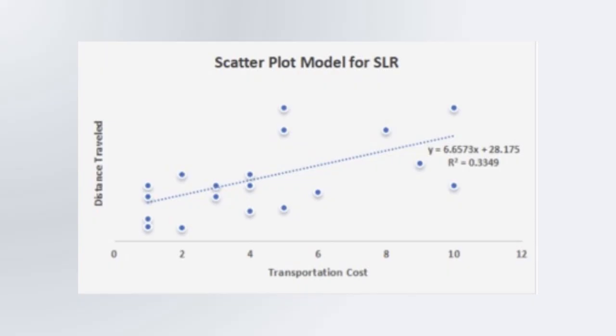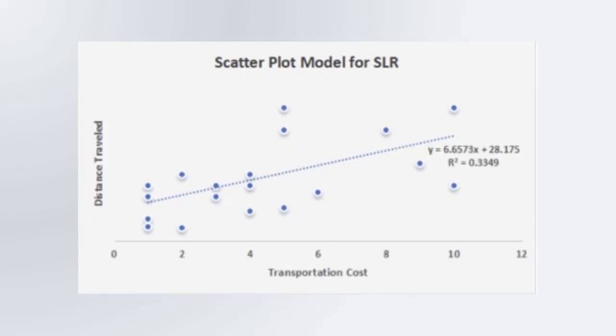The regression equation is y equals 6.65725 plus 28.175 x1. It indicates that for every additional unit increase in transportation cost, the predicted distance traveled increases by about 6.66 units. The constant value 28.175 represents the estimated distance traveled when transportation cost is 0.